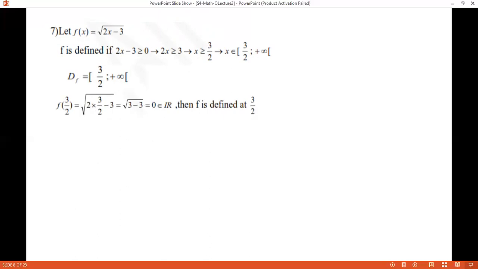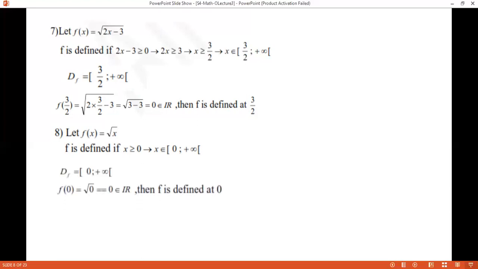It's enough to replace 3 over 2. You are going to see that I get a 0 that belongs to R. That's why it's closed at 3 over 2. Then f is defined at 3 over 2, but any number which is less than 3 over 2 is not going to be accepted in my domain. If I have radical x, I take everything inside the radical greater than or equal to 0, so the domain is 0 to plus infinity.